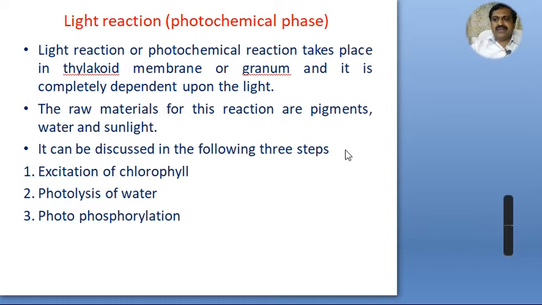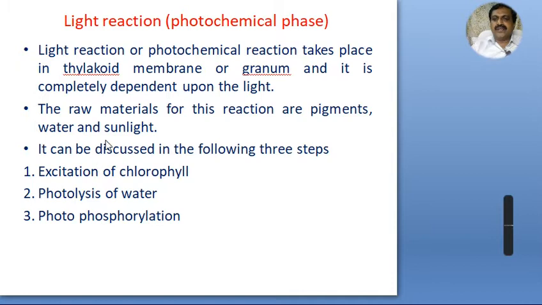As we have learned in the previous lecture, light reaction is a light dependent reaction. It was discovered by Robert Hill, hence it is called Hill's reaction. It is also called a photochemical reaction because light energy is converted into chemical energy. Hence it is called a photochemical phase or a photochemical reaction. And this takes place in the thylakoid membrane of the grana region of the chloroplast.